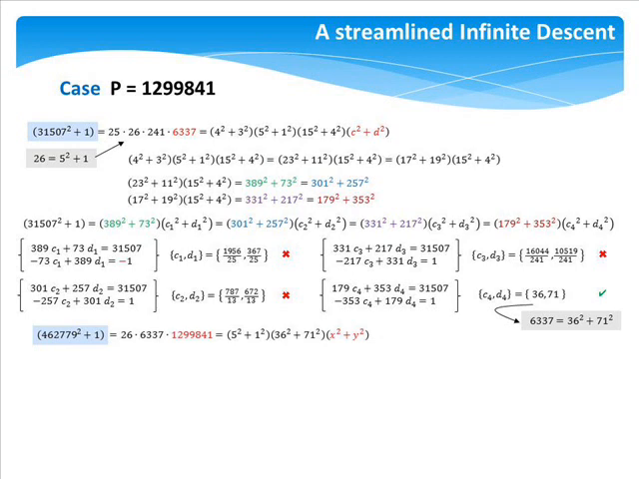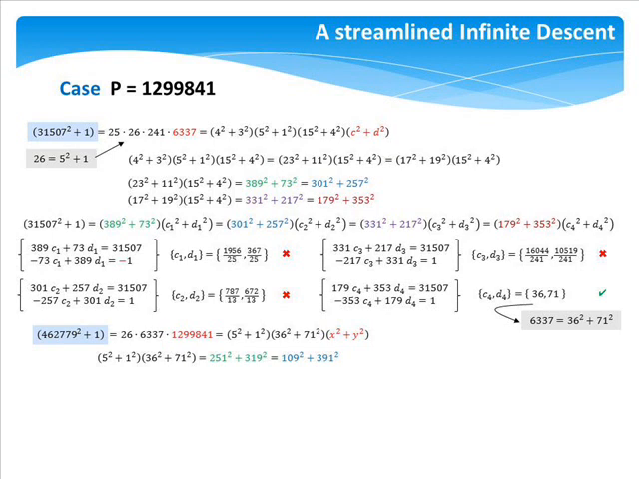Finally, we reach the last equation, 462,779 squared plus 1 equals 26 times 6,337 times 1,299,841. And we know the decompositions of 26 and 6,337. So following the same procedure, we can find the decomposition of 1,299,841.